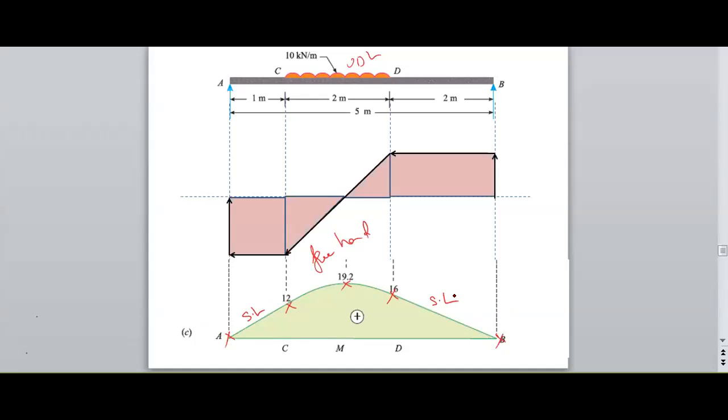Wherever the UDL exists, there only I need to join by free hand. Other than that, I need to join by a straight line, by a scale. So I need to join these 2 points using a scale and a pencil. Now, if you join all this, all are positive values. Therefore, I am getting a positive bending moment diagram. In the shear force diagram, the sign convention is available. Therefore, I need to find the maximum bending moment under the beam.